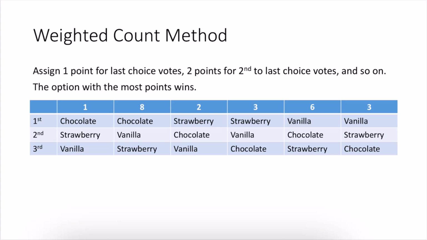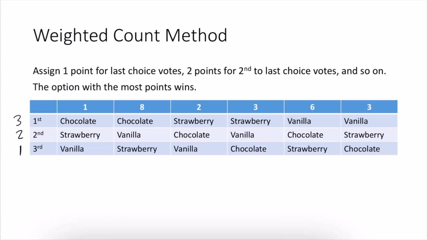But both of those methods are just focused on a person's first choice when they're voting in the preference schedule. The weighted count method is a little bit different in the sense that all of their choices and their ranking matter. The way that it works is every level of their vote gets a certain number of points. You assign 1 point for the last choice, then 2 points for their second to last choice, 3 points for their third to last choice, and so on, until you've assigned points for all of the different rankings.